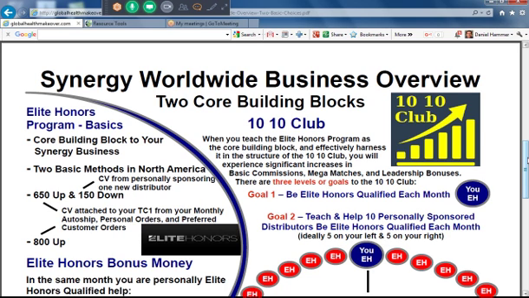And the 150 down would represent activation volume from any new person, any new distributor that you personally sponsored during that month. Now, sometimes, like the previous month for July, I didn't have anyone that I sponsored into Synergy Worldwide. And if the 650 up, 150 down method was the only method that we had for being Elite Honors qualified, I would not have made it during the month of June. However, here in North America, we have an alternative.